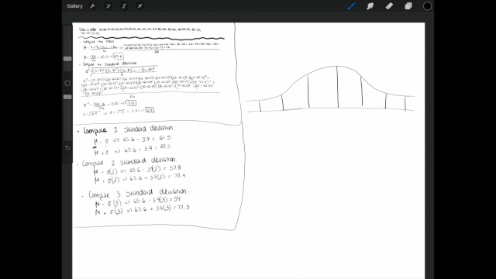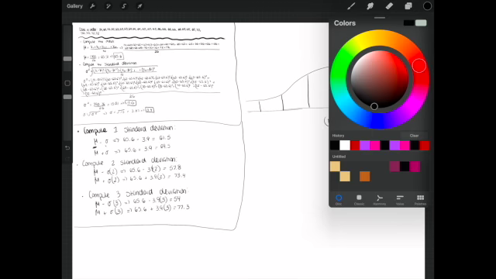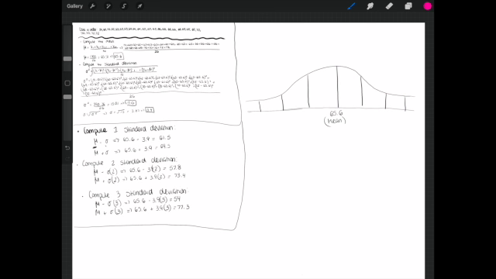Okay, so the middle point is always going to be the mean, which is 65.6. This is the mean. Now I'm going to start from the right. I'm going to change my color to, let's do pink. Okay. So as you can see, our first standard deviation for subtraction is 61.5. So this means to the left. So I'm going to go 61.5 to the left and 69.5 to the left.